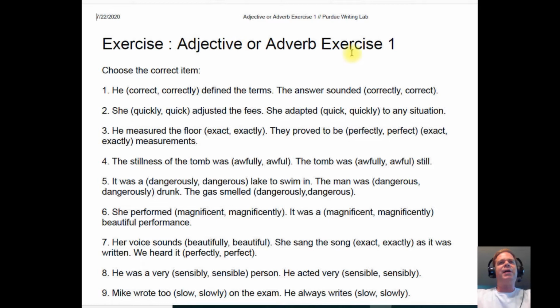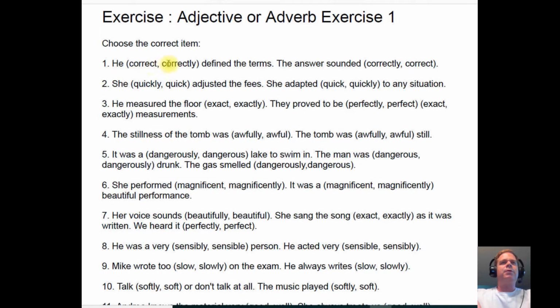But this exercise is adjective or adverb exercise 1. So choose the correct item. So we've got he, and then correct or correctly, defined the terms. So what is this word going to modify? Remember, an adjective modifies a noun or a pronoun. An adverb modifies a verb, an adjective, or a sentence. So anything outside of a noun, an adverb too. So he defined the terms. So this right here is going to modify the verb. Right? Defined is our verb. So it is correctly. He correctly defined the terms.